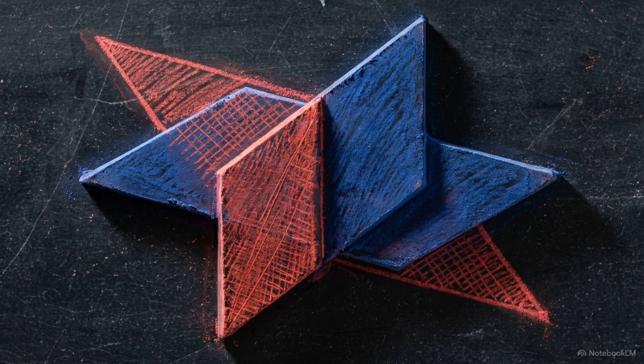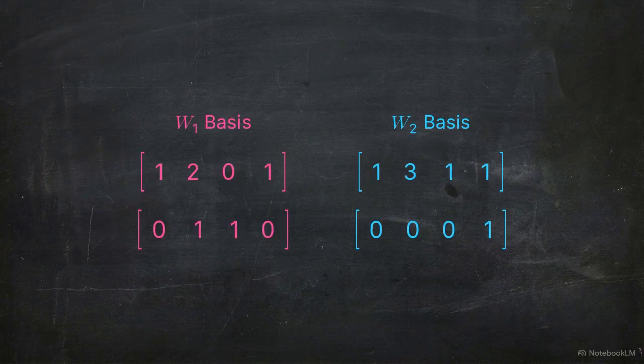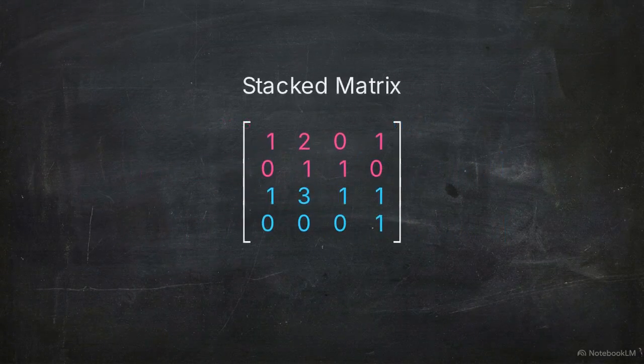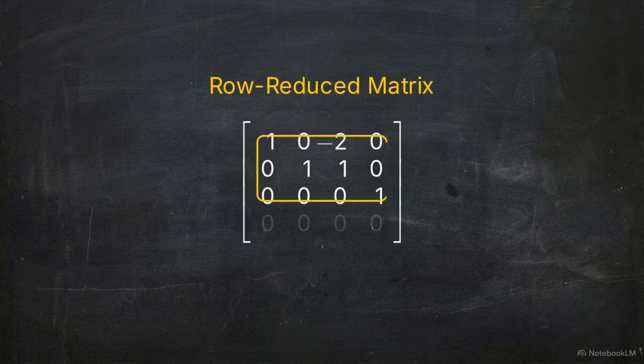This toolkit can be extended to find the sum of two distinct subspaces, W1 and W2. To find the sum, we stack the basis vectors of W1 and W2 together to form a single, larger matrix. Row-reducing this combined matrix reveals the surviving non-zero rows, which form the basis for the combined space W1 plus W2.